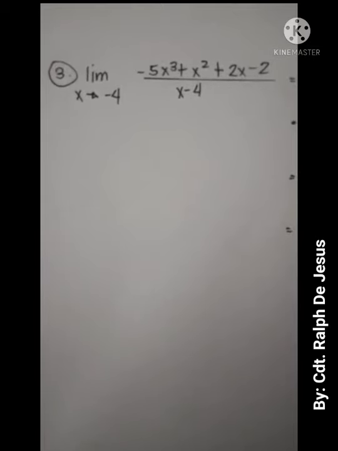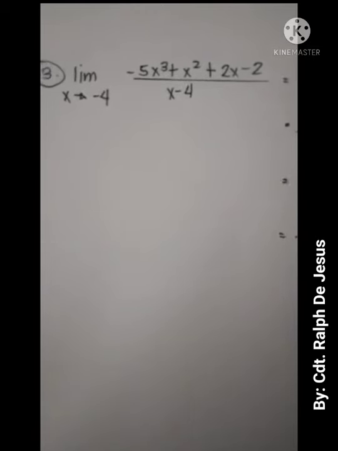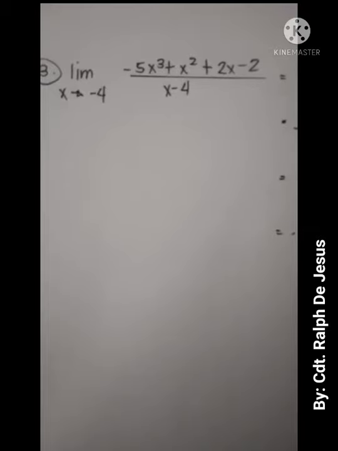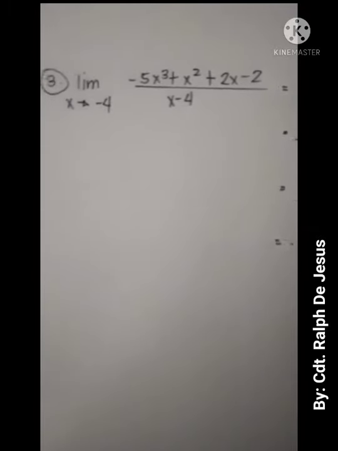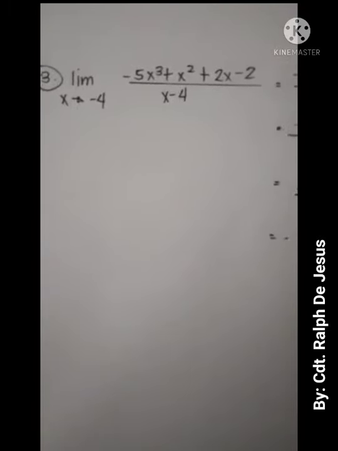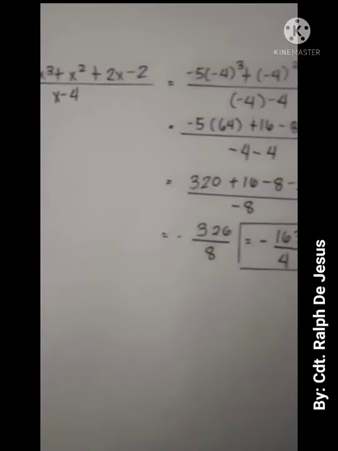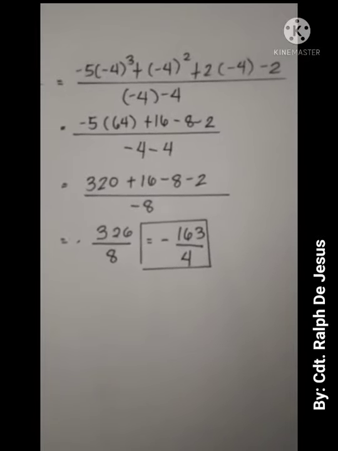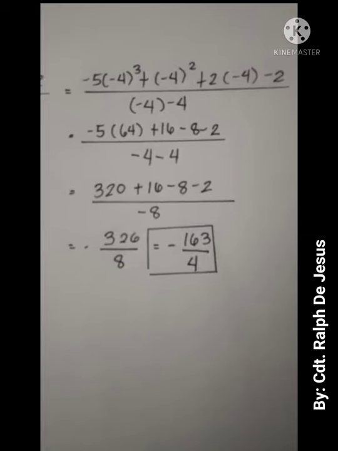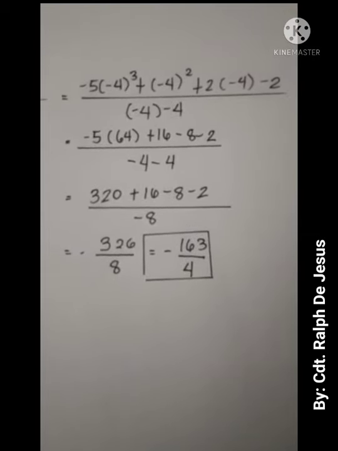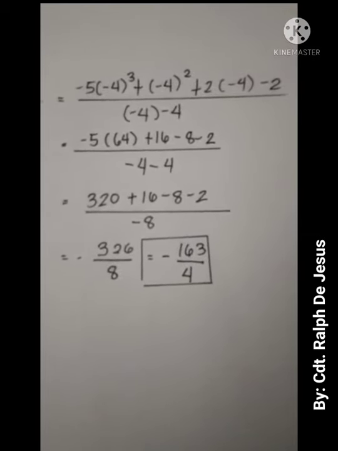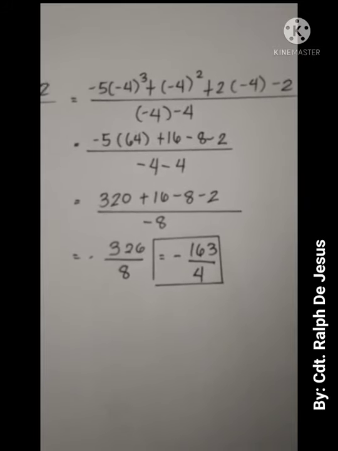The limit as x approaches negative 4 of negative 5x cubed plus x squared plus 2x minus 2 over x minus 4. We are going to use direct substitution to find the answer. So it will be negative 5 times negative 4 cubed plus negative 4 squared plus 2 times negative 4 minus 2 over negative 4 minus 4.